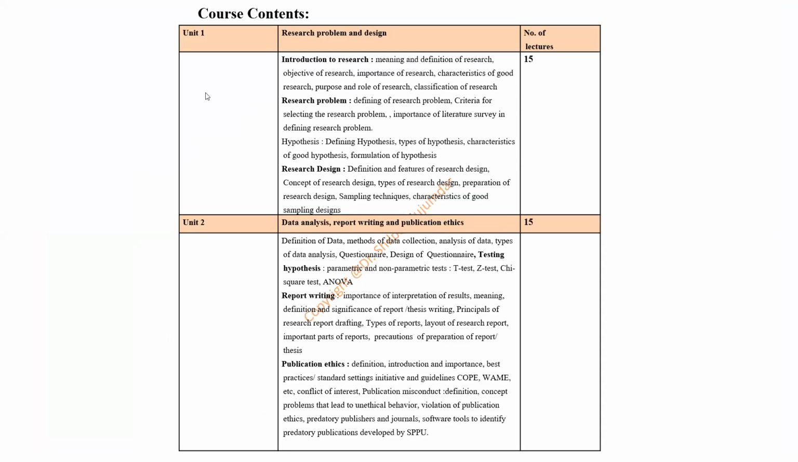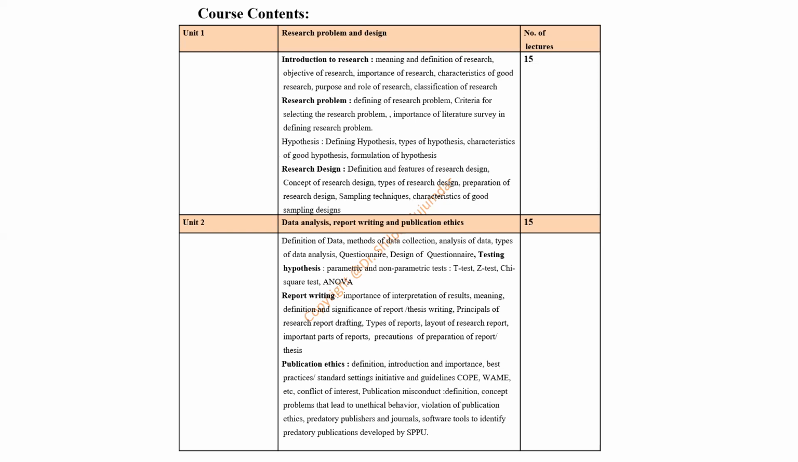So the first unit is made up of research problem and design. In that, we are going to see the introduction to research, which will have the meaning and definition of research and objectives of research, why or by keeping what objectives research should be done, then what is the importance of research, what are good characteristics of research, and the purpose and role of research, right?